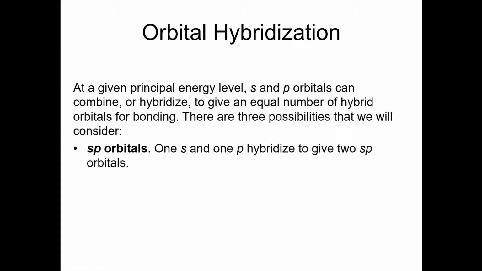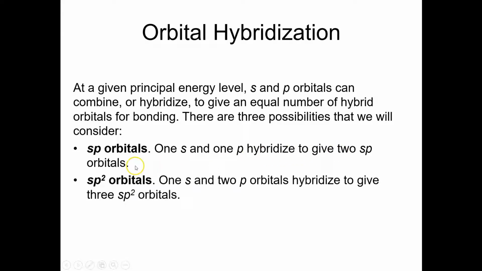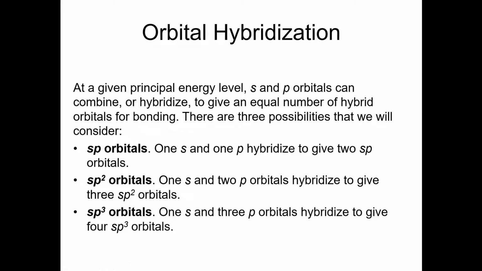That is what are called sp orbitals, in which one s orbital and one p orbital hybridize to give two hybrid sp orbitals. We can also have sp2 orbitals, where one s and two p orbitals hybridize to give a total of three sp2 orbitals. And then we can have sp3 orbitals, in which one s and three p orbitals hybridize to give four sp3 orbitals. This can occur at any principal energy level in which there are both s and p orbitals, so that means anything from principal energy level 2 on up.